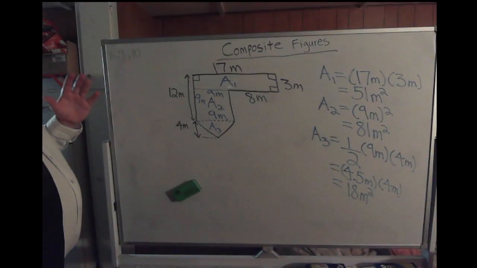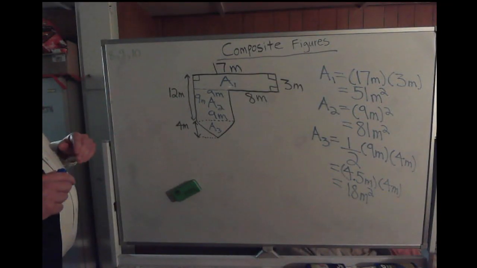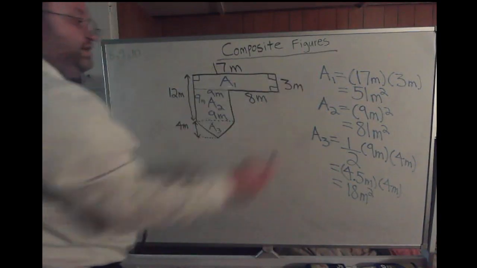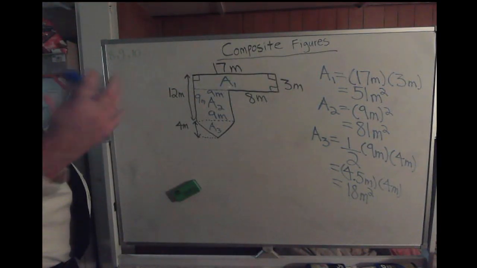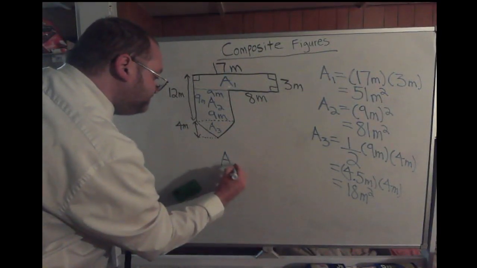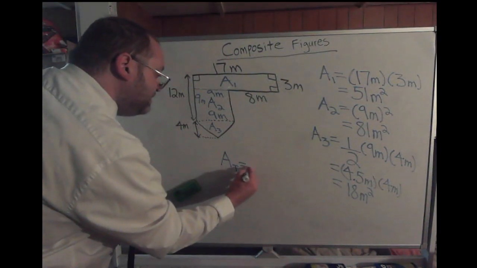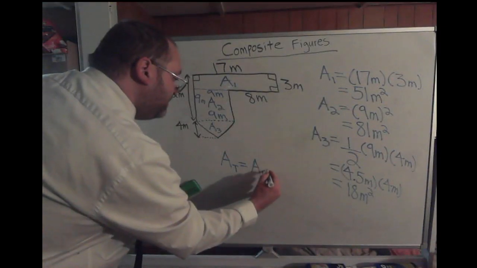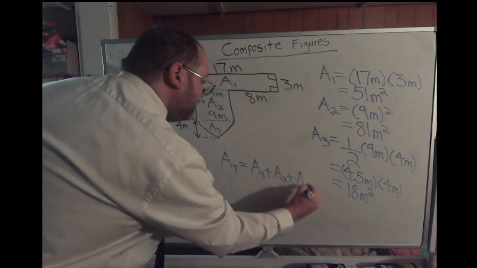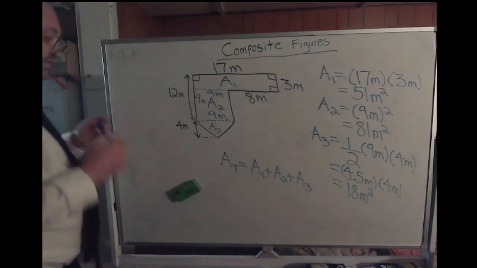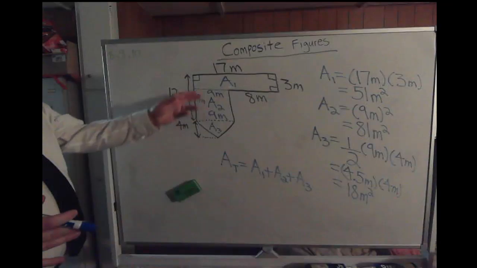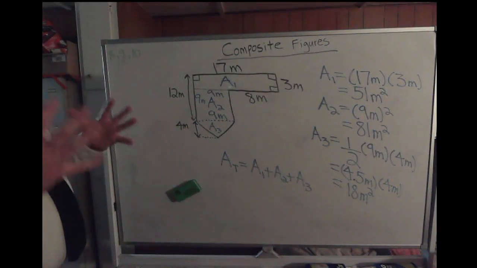So now to find the total area, just add each of these 3 areas together, you'll get your total area. So let's go ahead and do just that here. Total area is equal to area 1 plus area 2 plus area 3. So yes, composite figures means at least 2, sometimes more shapes joined together, as we see here, to form one big figure.